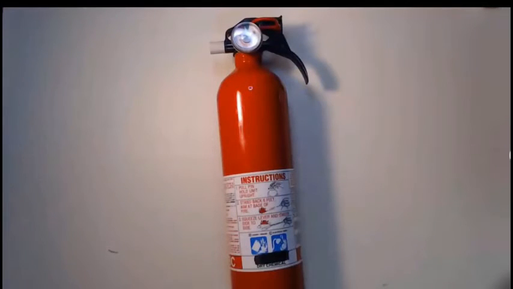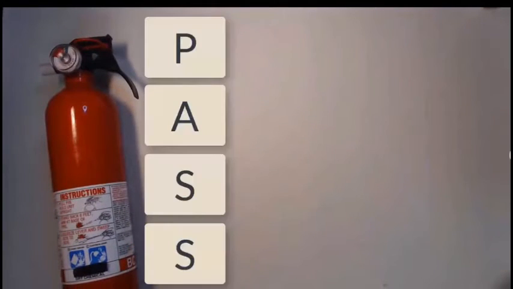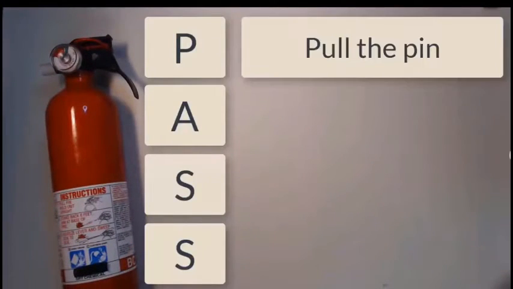Now, a fire can spread very quickly and also be very costly. You should know the basics of using a fire extinguisher to prevent a small fire from getting out of control. The word you have to remember is PASS. P stands for pull the pin.